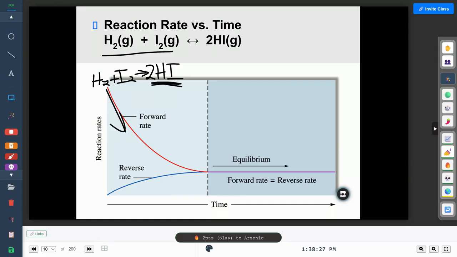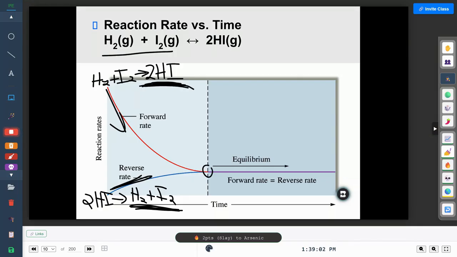And then in the reverse reaction, we have the exact opposite. Our 2HI, hydrogen iodide, is being turned back into the hydrogen and the iodine. But this slope is not as big, is it? This slope is much more gradual, which means the rate is much slower, which means we are not making as much hydrogen and iodine as we're making hydrogen iodide. Okay, hydrogen and iodine we're making much lower than we are making the hydrogen iodide.